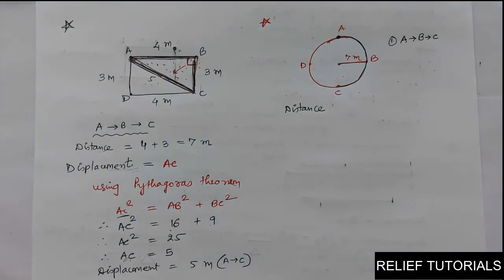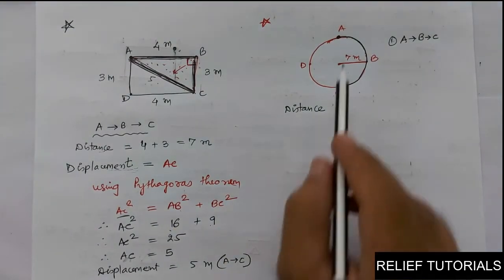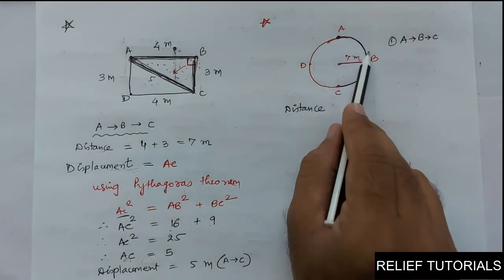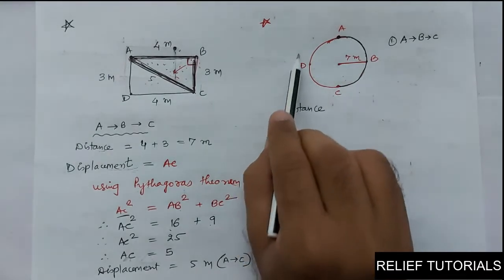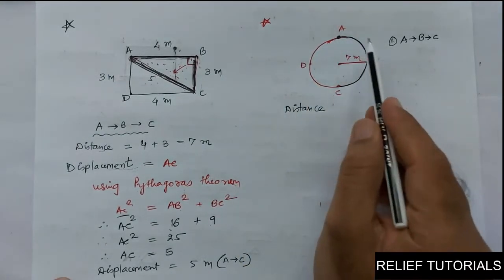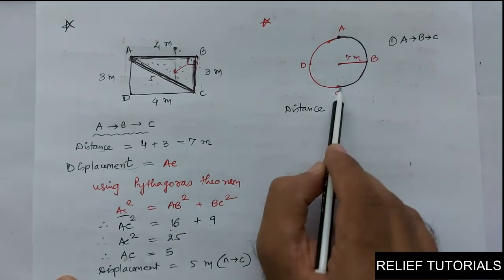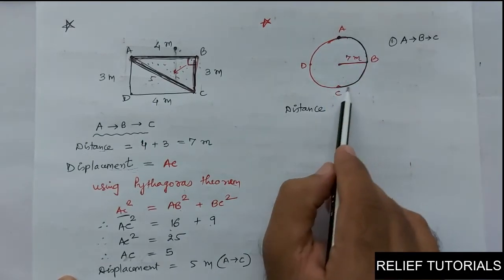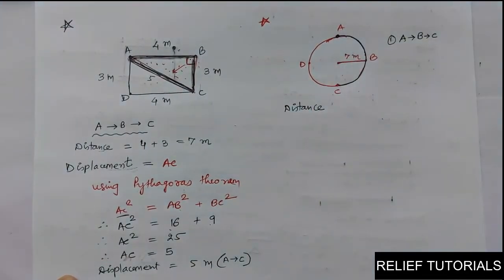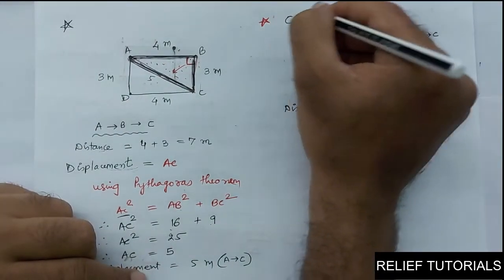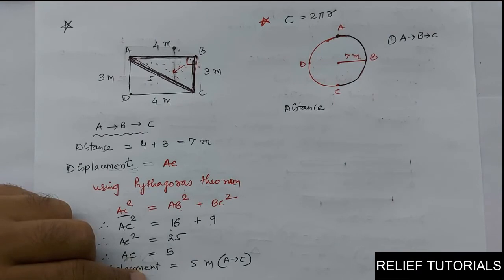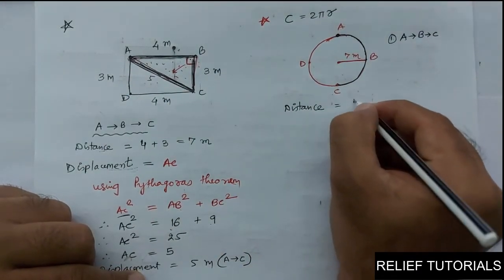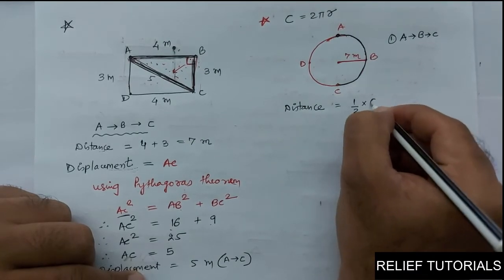I think you know about the circumference of a circle. Circumference means the whole length from A to A. This length is totally called the circumference. But here the particle is not completing the whole circumference. He is completing the half circumference only. The formula for circumference of a circle, C is equals to 2 pi r, if you remember. So this is the full circumference. But here the distance is half of the circumference.